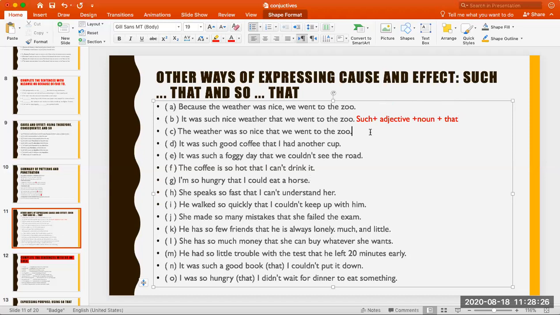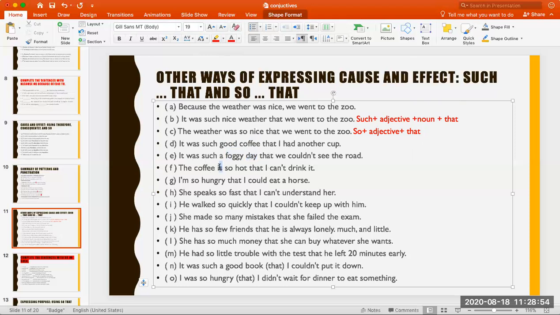With the adjective, with so, you use so adjective that. The weather was so nice that we went to the zoo. It was such good coffee that I had another cup. It was such a foggy day. Again, remember with such, adjective and then noun. But with so, hot that.